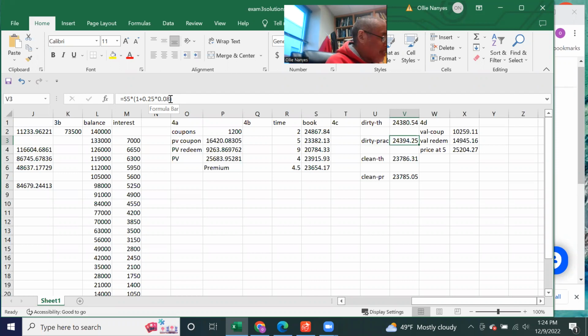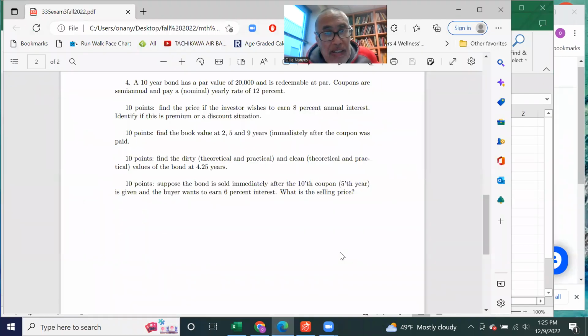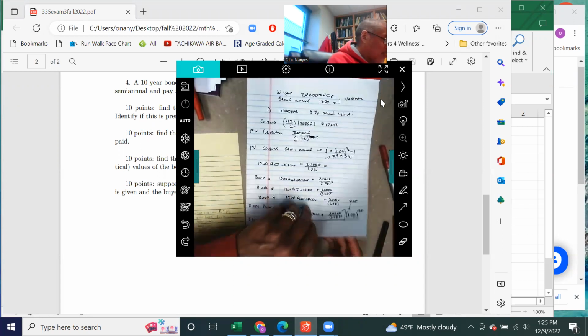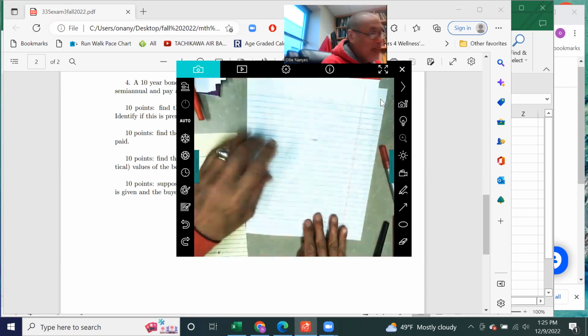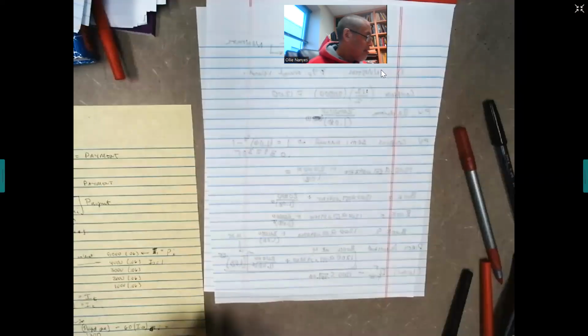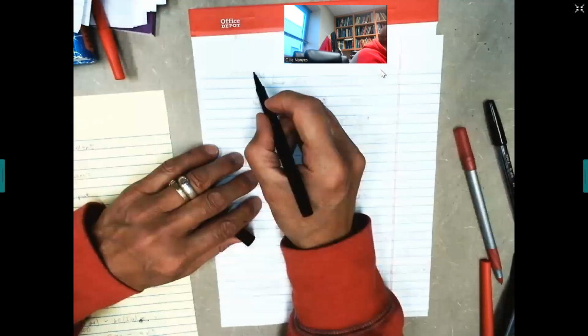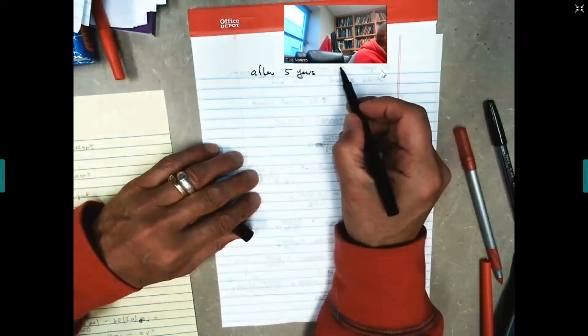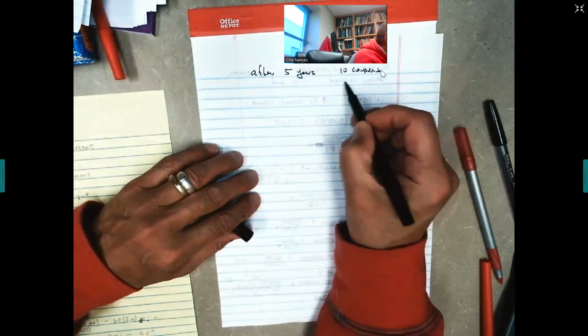And the very last thing here, I'll just go ahead and finish this up. Suppose after the 5th year, the buyer wants to earn 6%. What's the selling price? So the buyer wants to earn 6%. What's the selling price? Let's go ahead and do this. Well, that's not going to be too much. So basically, what's left after 5 years is you have 5 years of coupons. So there's still 10 coupons, and there's a redemption.